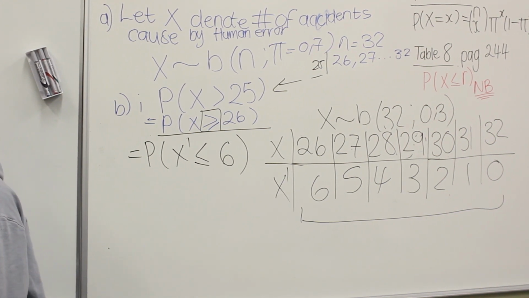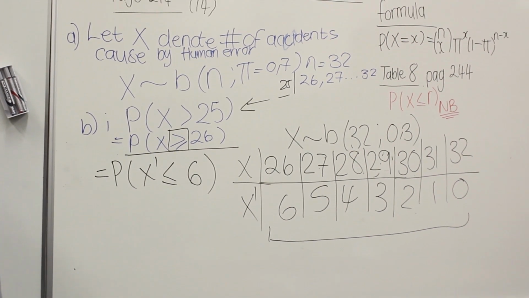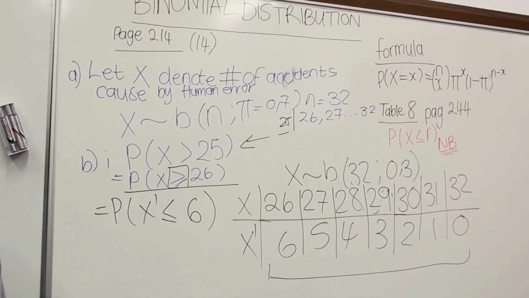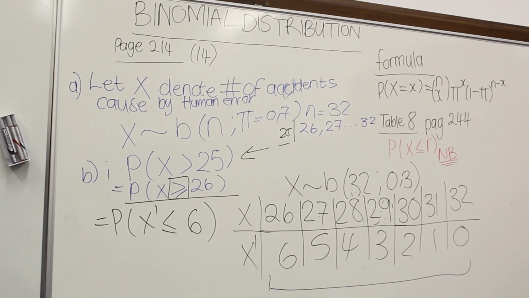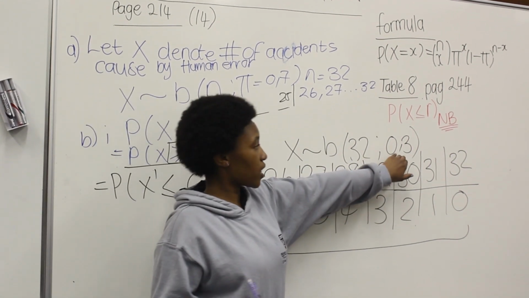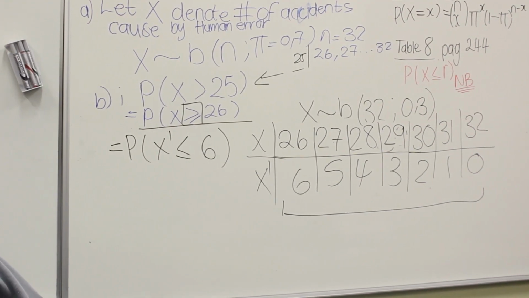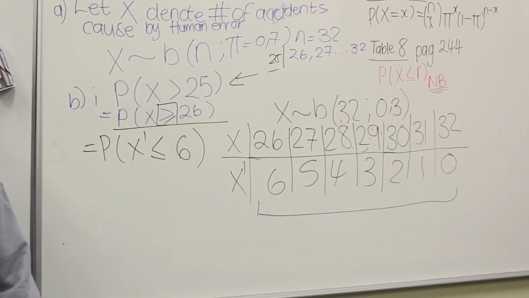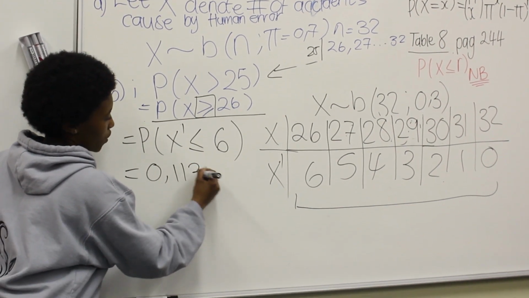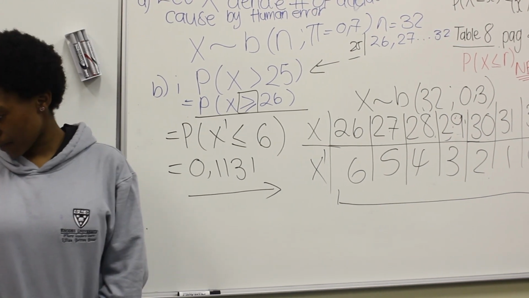So we're going to look for table 8, and then we're going to look for the n, which is 32. Look for the r, which is 6, and look for the probability, which is 0.3, because we've converted the possibility of failure to 0.3. So now 32, 6, 0.3 is 0.1131. And that's your answer for B, part A.